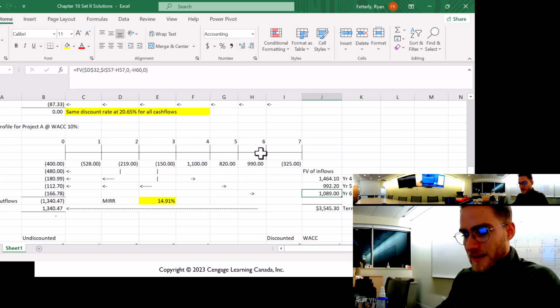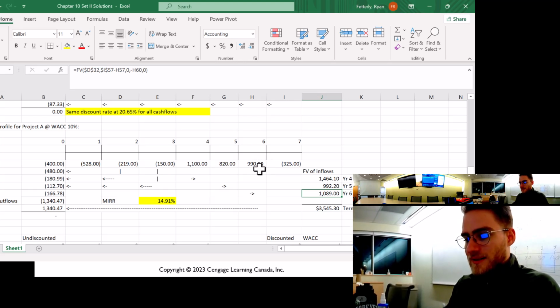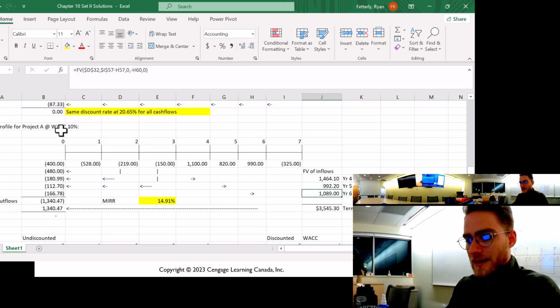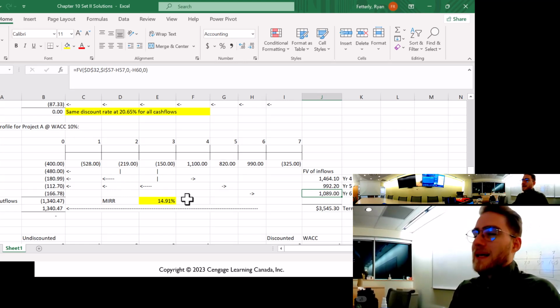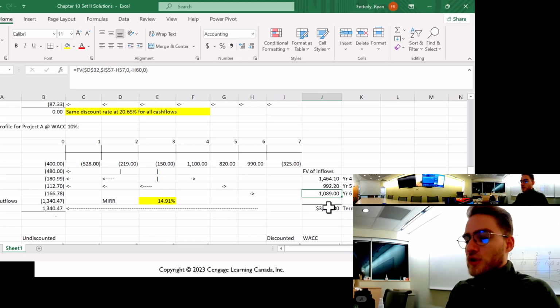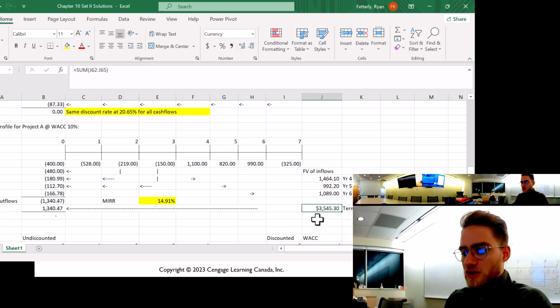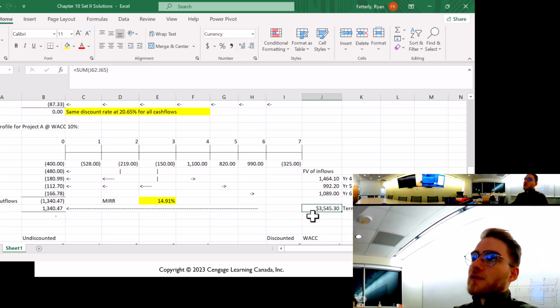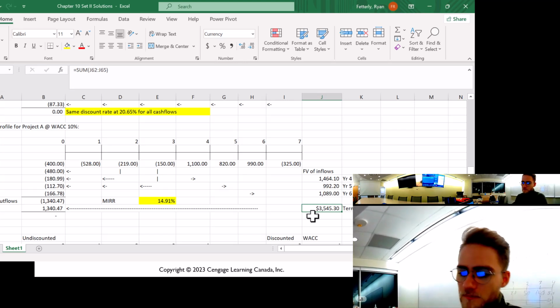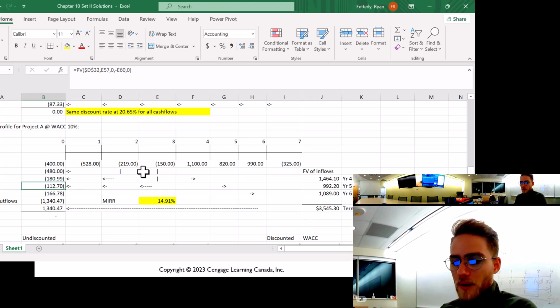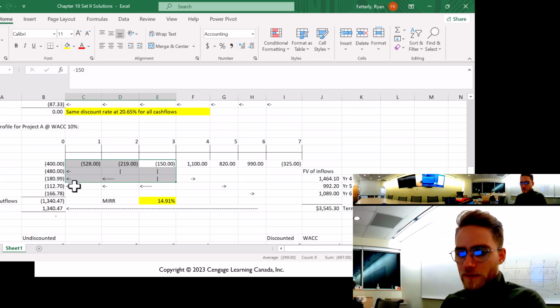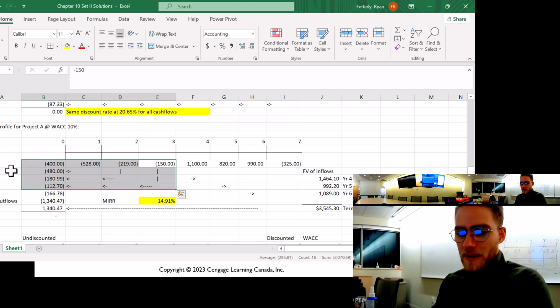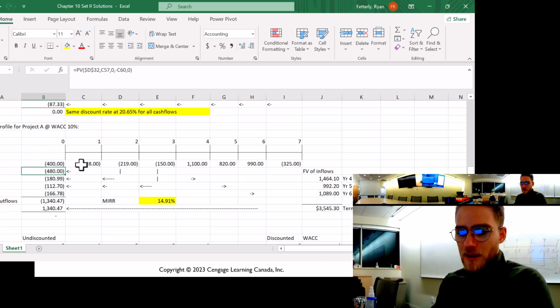And then lastly, the 990 earned in year 6, future valued for 1 year at a weighted average cost of capital of 10%, is worth $1,089 at year 7. So the total terminal value of this project is $3,545, okay? I then also present value all of my outflows. So all of these outflows are brought back to year 0.